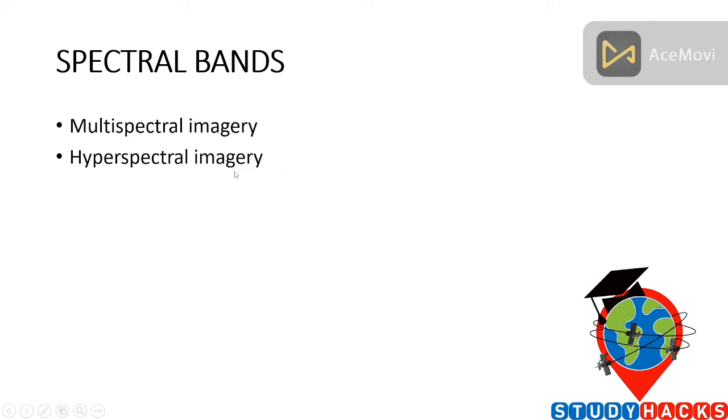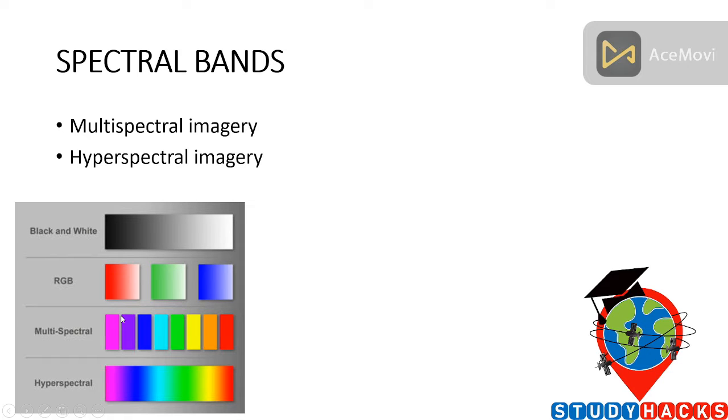So now we talk about the multispectral. What is the multispectral? Mainly we can get the RGB color: red, green and blue. But when I want to divide it into more bands, then it's called multispectral. And hyperspectral, we get more than 100 bands.